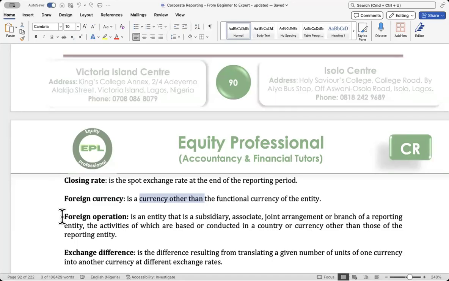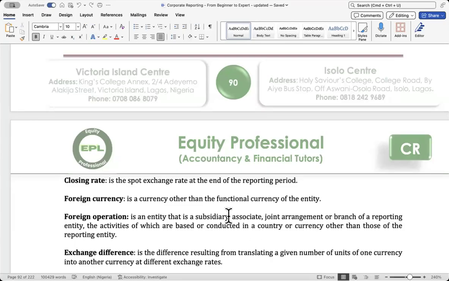Then I've mentioned foreign operation. A foreign operation is an entity that is a subsidiary, an associate, a joint arrangement, or a branch of a reporting entity whose activities are conducted in a country or currency other than those of the reporting entity. It's just like a foreign branch or a foreign subsidiary. Of course, its activities are conducted in another currency that is different from your own because it is in another country. So its currency would definitely be different.